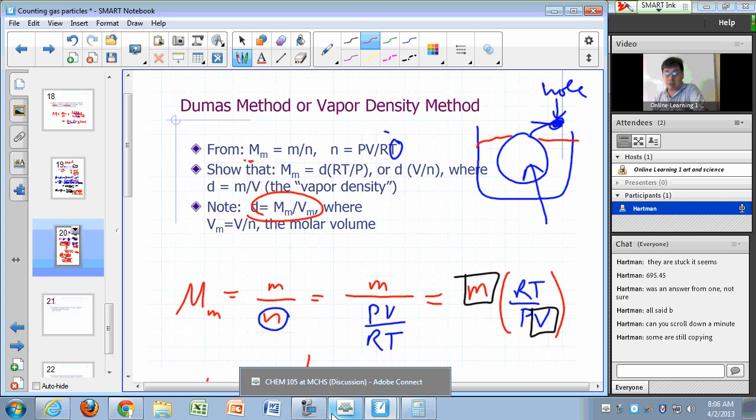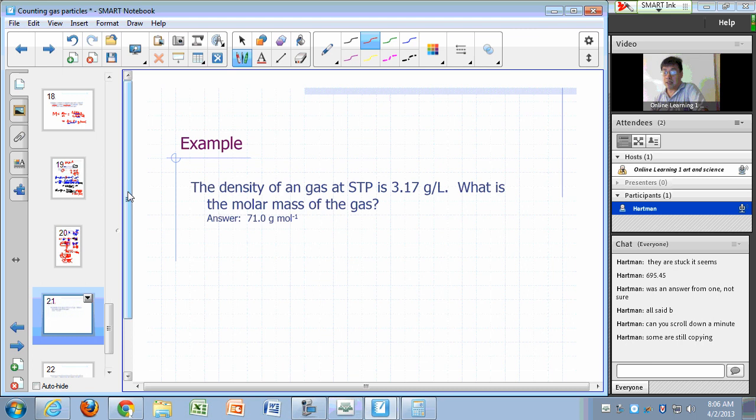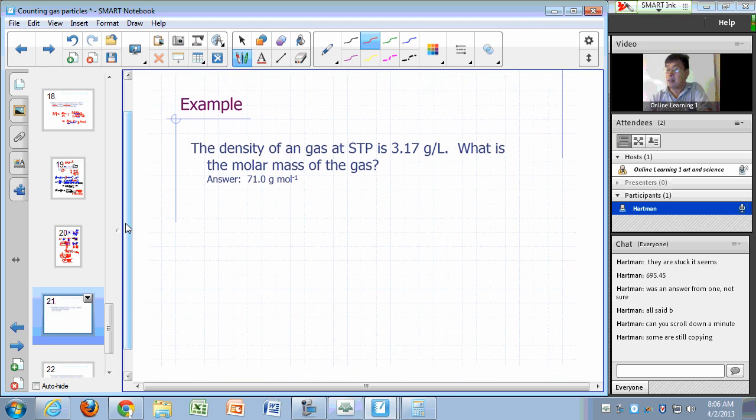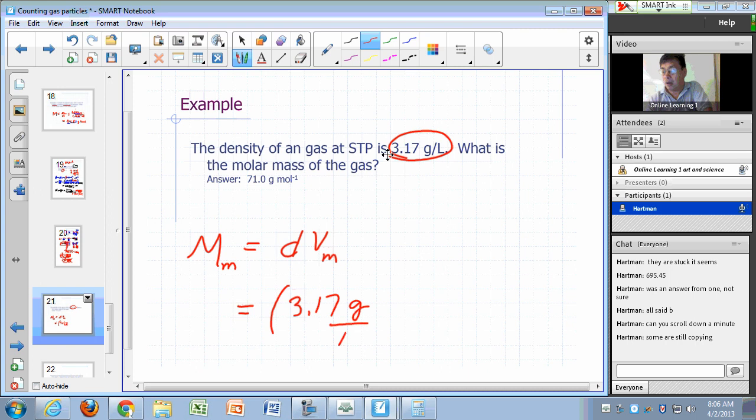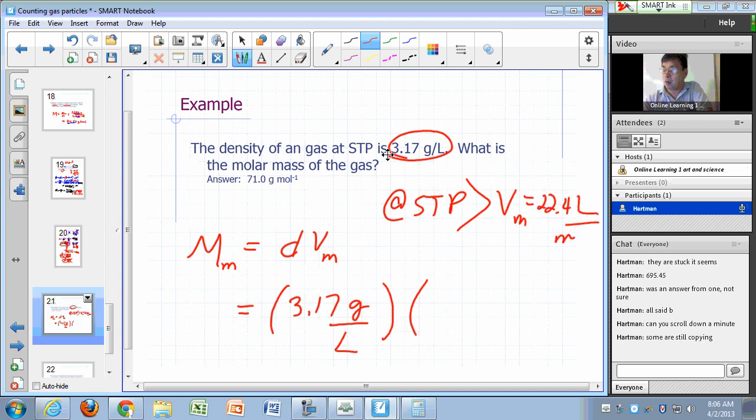Okay. So let's apply that to this problem right here. The density of a gas at STP is 3.17 grams per liter. What's the molar mass of the gas? Very easy to solve. All you have to do is say molar mass equals density times the molar volume. So what's our density? 3.17 grams per liter. And our molar volume at STP, molar volume is 22.4 liters per mole. So all you have to do is multiply this by 22.4 liters per mole.